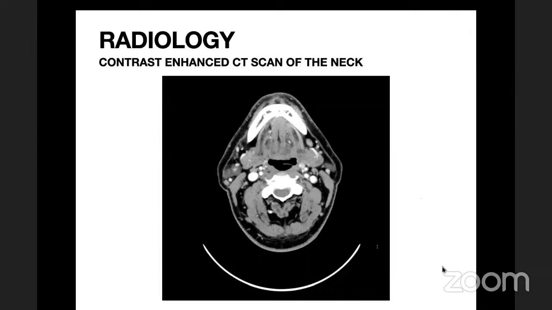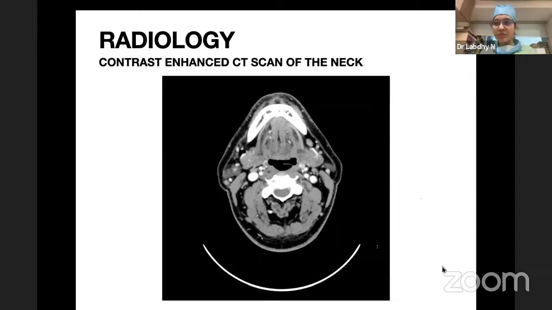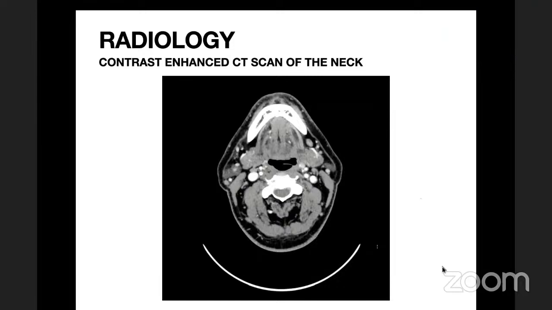Madam is asking, what are the options? Options, and then you can give your choice. What are the options? Options are organ preservation and surgery, total laryngectomy.